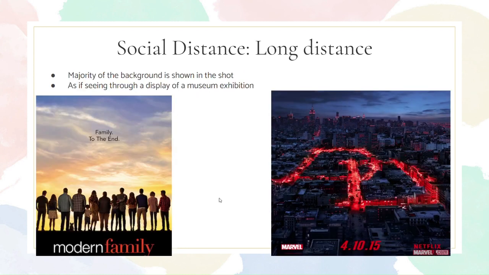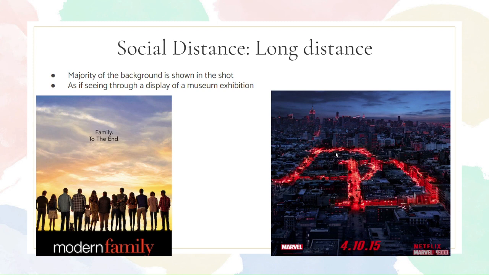Then we move to the long distance. The long distance is where the majority of the background is shown in the shot. When seeing these images, it feels as if we are looking at it through a display glass. You know when we're walking through malls and there are display glasses of clothing or display glasses of gold, of necklaces, and it looks like we're looking at it from a display glass or from a museum exhibition. This is where the audience feels as if there are silent objects in the image.